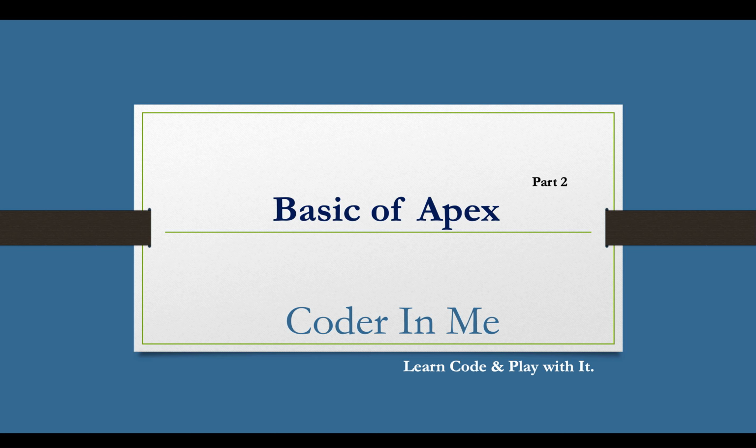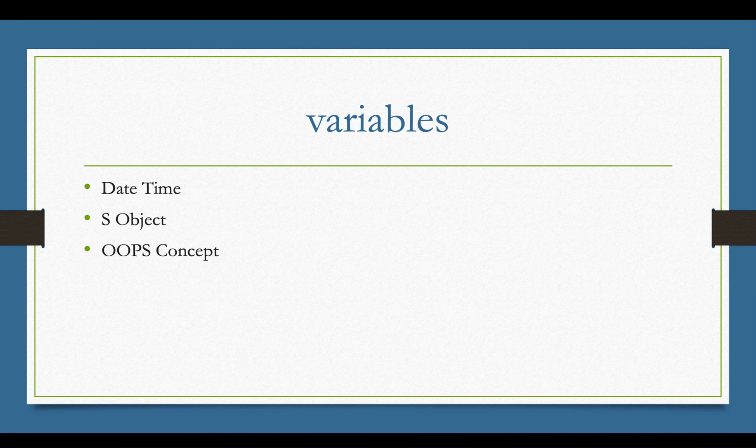In the first part, we discussed how many methods we have in the string, and we also checked multiple variables and all that, right? And in this video, I will talk about different variables like date and date times. I will talk about sObjects, and I will also talk about the OOPs concepts.